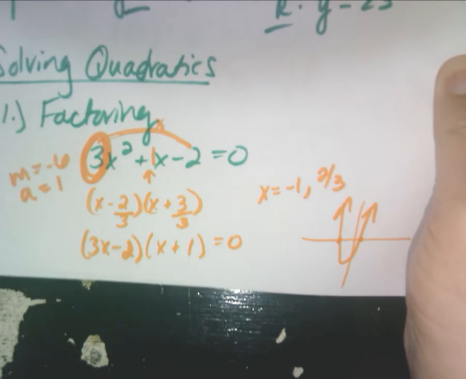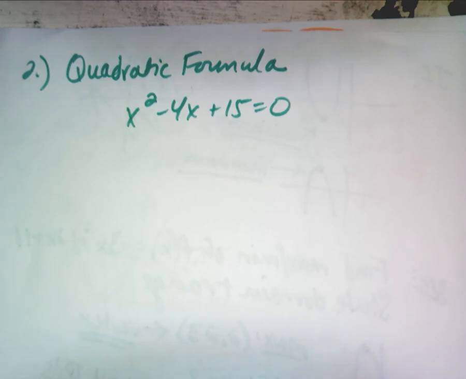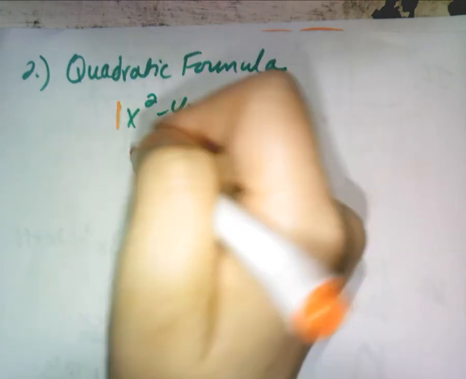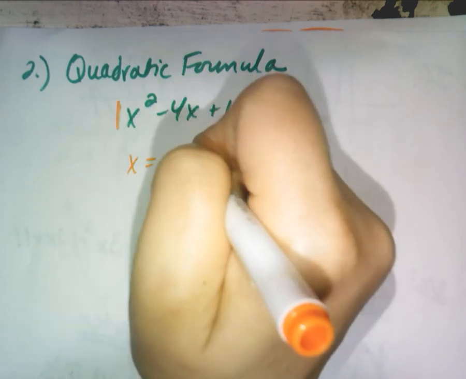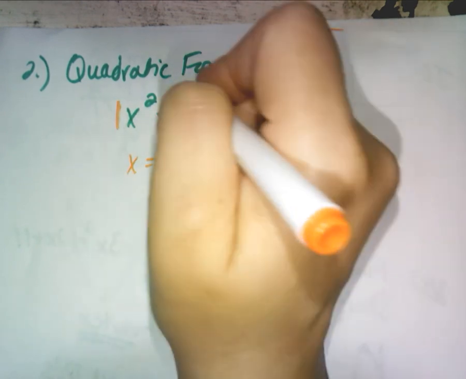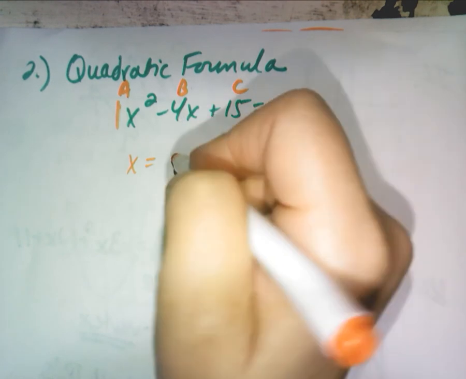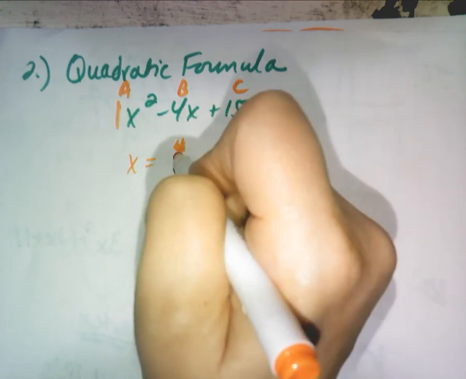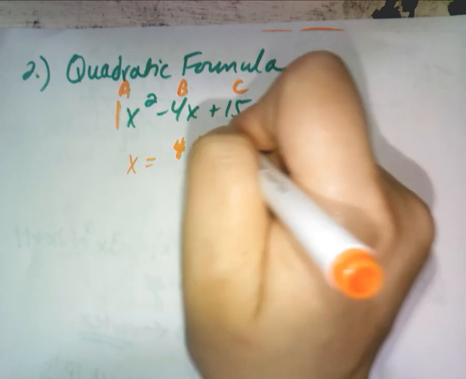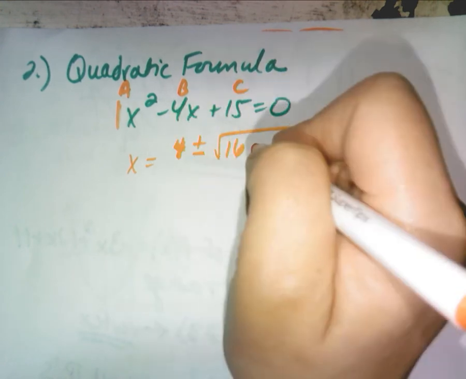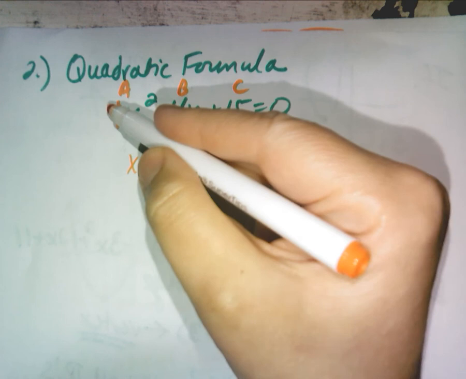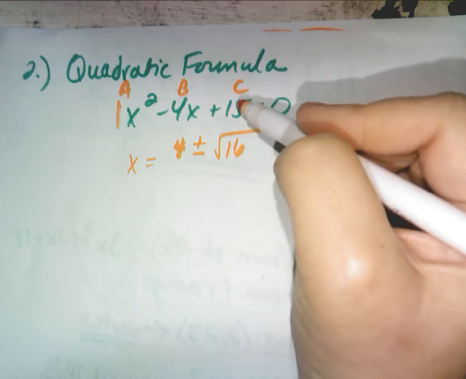All right, and then this other method nobody likes. No, I take it back. This one you like. Your a is 1. So x equals negative b. So this would be your b, this would be your c, this would be your a. Always set it equal to 0. So negative of negative 4 is 4, plus or minus the square root of b squared, 16, minus 4 times 1 times c, 15.